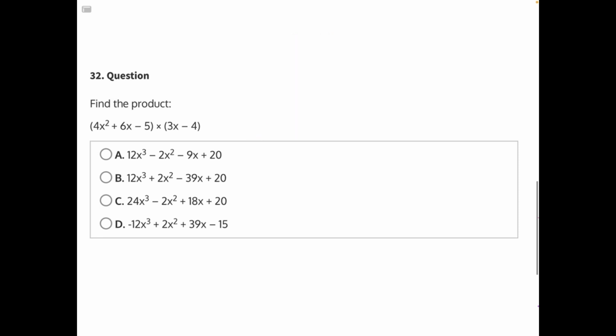The method I'm going to use for the sake of the video is just stacking these two polynomials on top of each other as if we're doing a regular multiplication problem. So I would have 4x squared plus 6x minus 5, and then underneath it I would have 3x minus 4. We would multiply it just like we would multiply any other whole numbers.